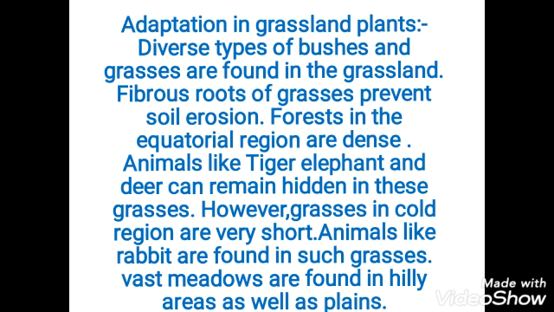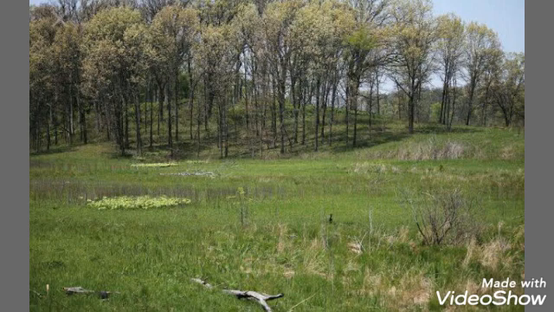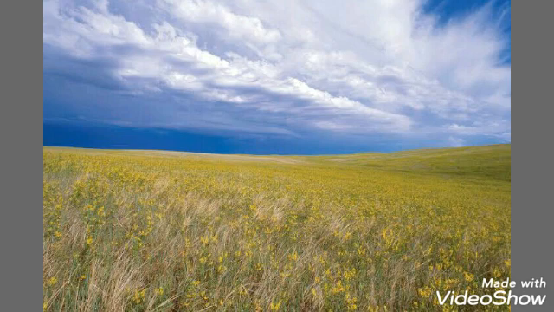Adaptation in grassland plants. Diverse types of bushes and grasses are found in the grassland. Fibrous roots of grasses prevent soil erosion. Grasslands in the equatorial region are dense. Animals like tiger, elephant and deer can remain hidden in these grasses. However, grasses in the colder region are very short. Animals like rabbit are found in such grasses. Vast meadows are found in hilly areas as well as plains.